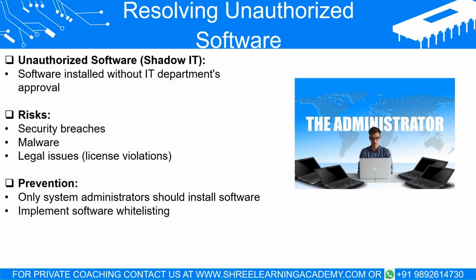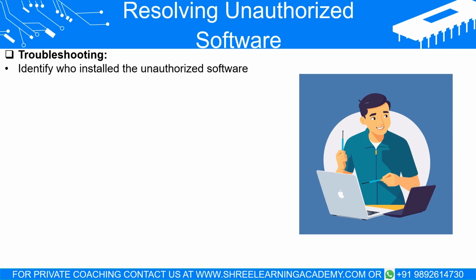To prevent such issues, organizations should establish a policy where only system administrators can install software. These individuals would thoroughly vet each software, checking its source, its necessity, and its potential impact on the organization. Implementing software whitelisting is another effective strategy to manage this issue. Whitelisting involves only allowing pre-approved executables to run on the system, thereby ensuring that all software in use aligns with company policies and standards.